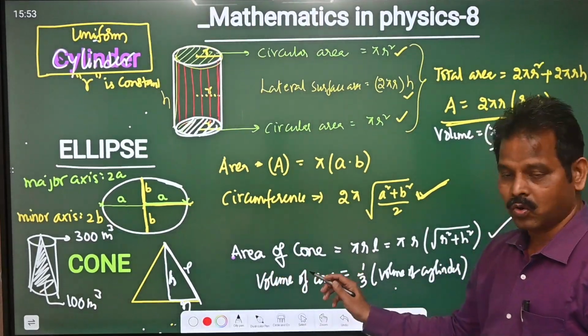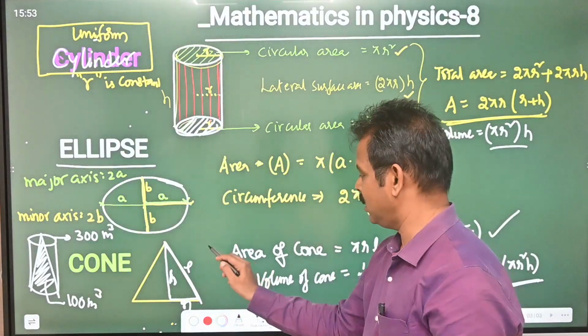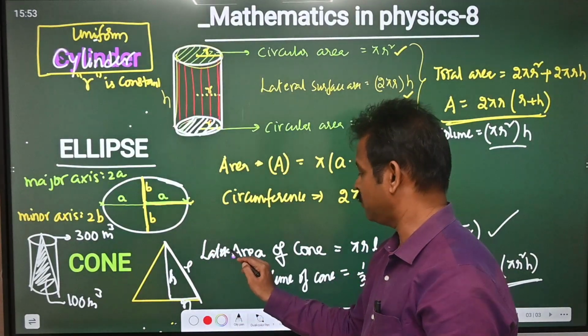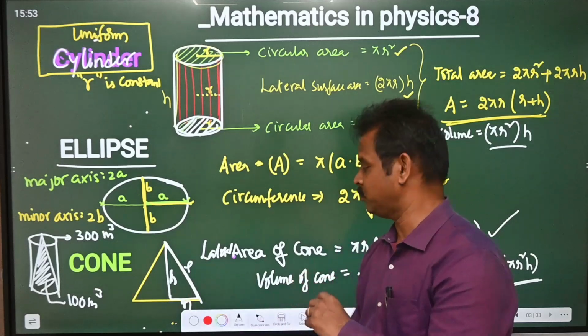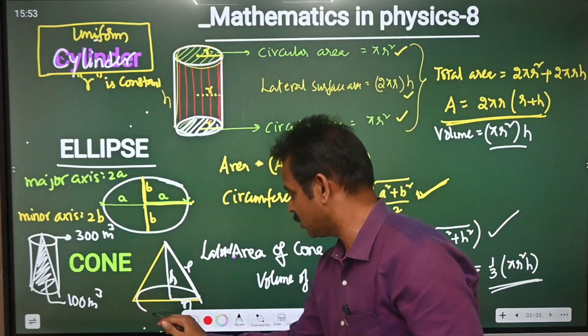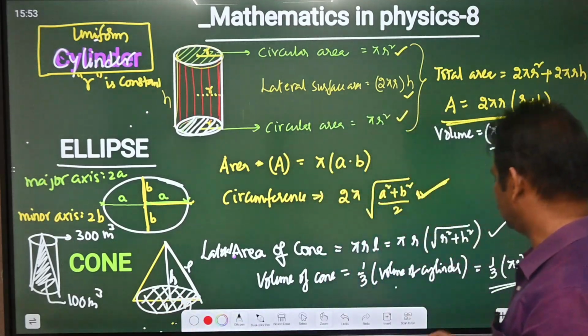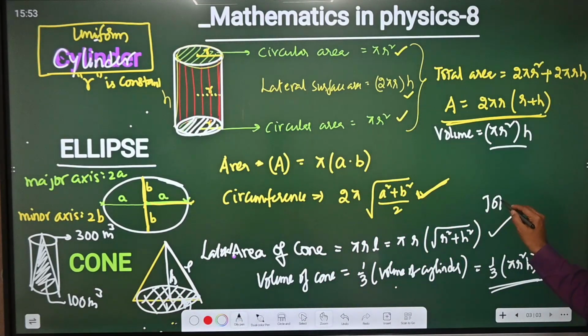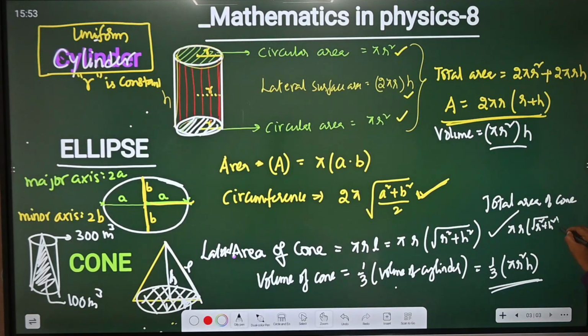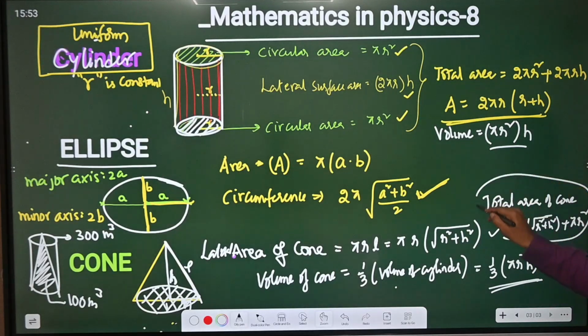This area of the cone is lateral area. Suppose if they ask you to find out the total area of the cone, then I have to take the area of the base also. Then the total area of cone is given by pi r into root over r square plus h square plus pi r square, and this will give the total area of the cone.